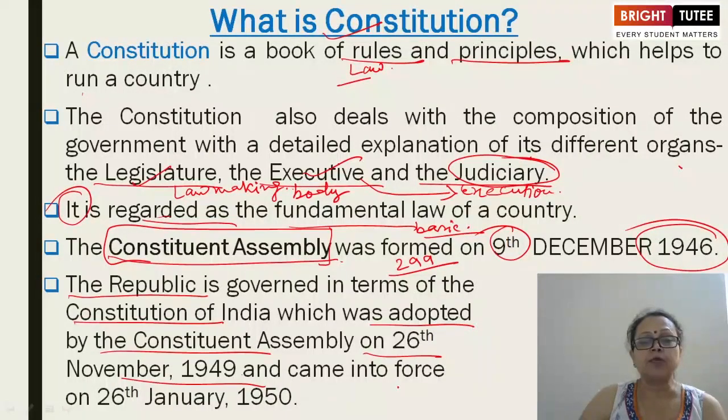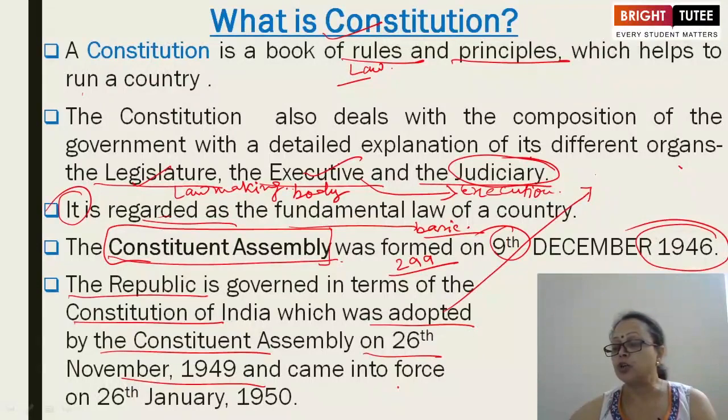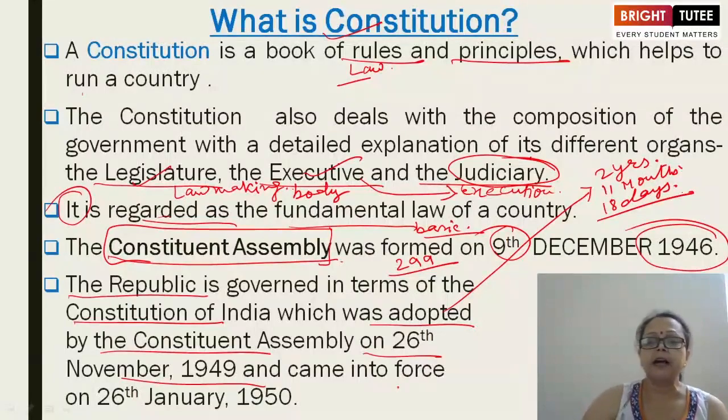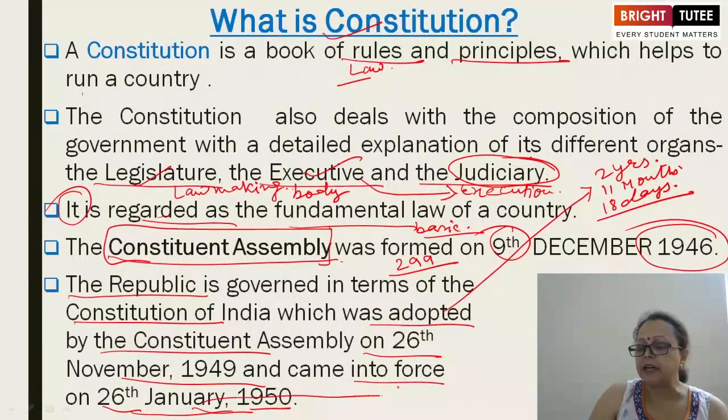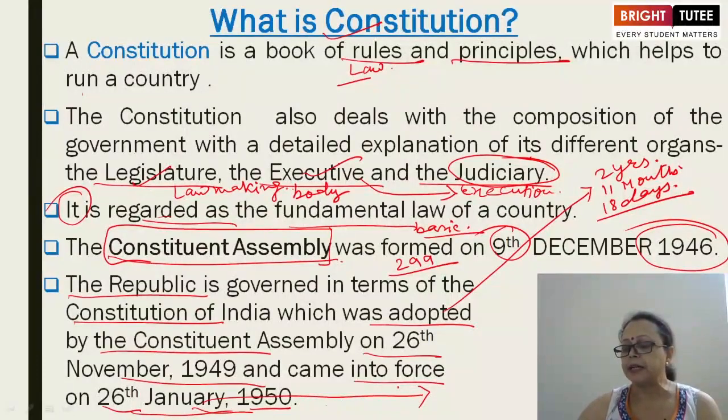26 November 1949. So how much time did it take to prepare the constitution? It took 2 years, 11 months and 18 days. So we can say about 3 years. This constitution was ready to implement by 26th November 1949, and finally it came into force on 26th January 1950. And every year this 26th January is celebrated as Republic Day.